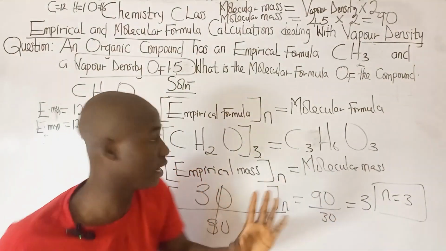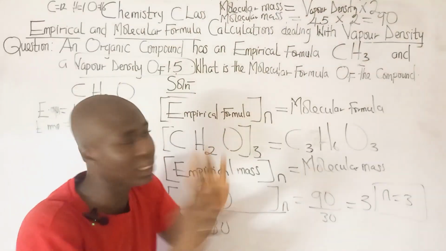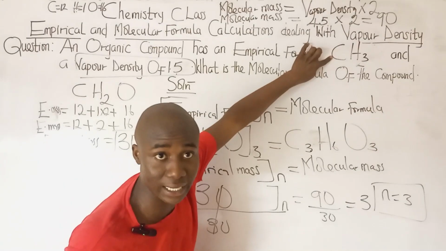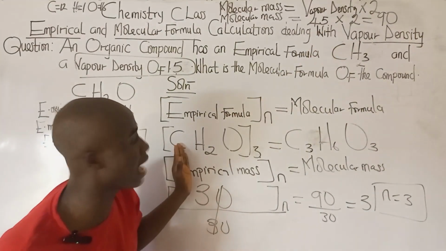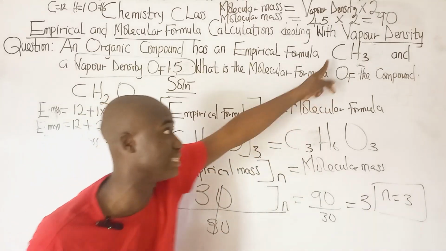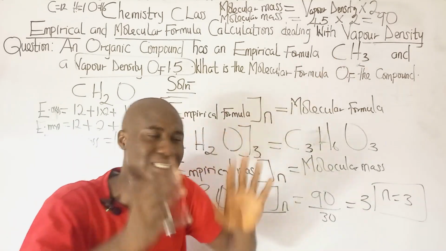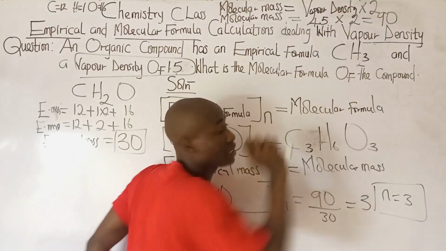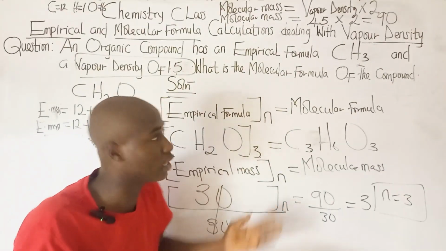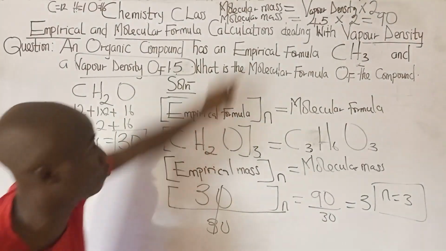Now you have to be careful here. Even if you are not seeing oxygen, it doesn't really matter. Work with what you are given. Not because we solved with 3 elements means there must be 3 elements here. You have to basically work with what you are given. Here is just CH3. It can be anything. Okay, so here is CH3 for the empirical formula.